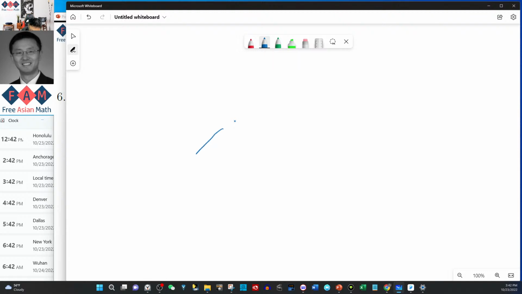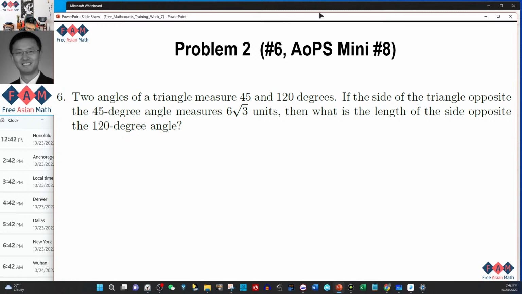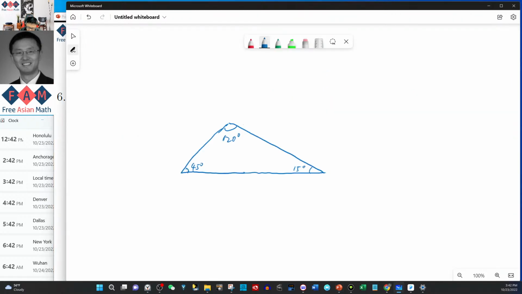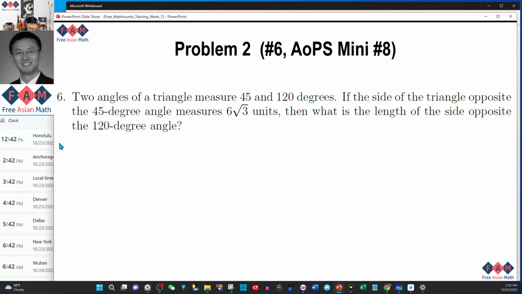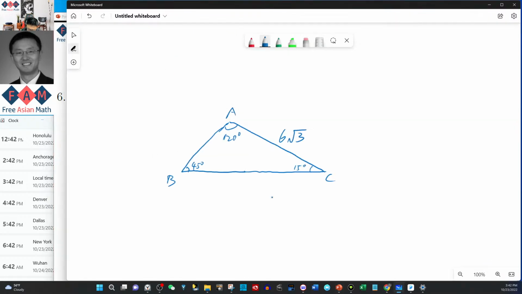So what we have here is 45, and we have a really big triangle. Okay, this is 45, and this is 120. You will be able to see what this is. This, of course, will be 15 degrees. So the problem is that you know the side of the triangle opposite to 45, which is this one. Let's call the triangle ABC. So we know AC equals 6 square root of 3. Then we want to know what BC is.